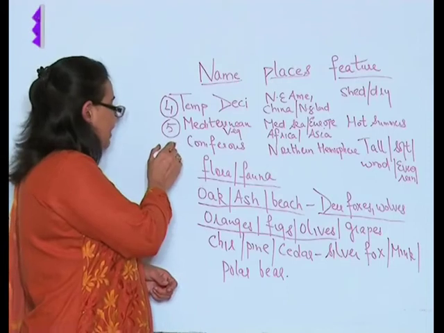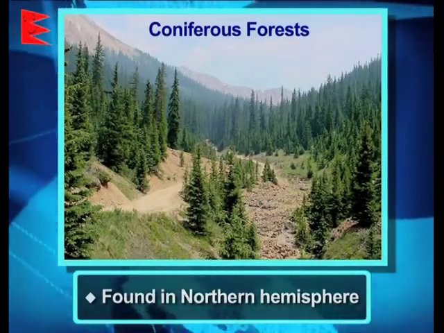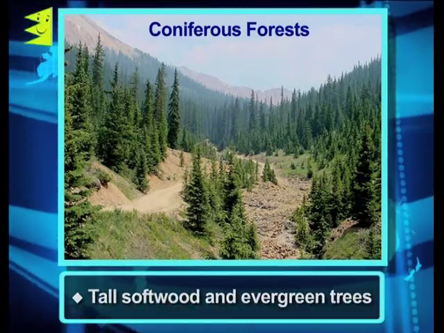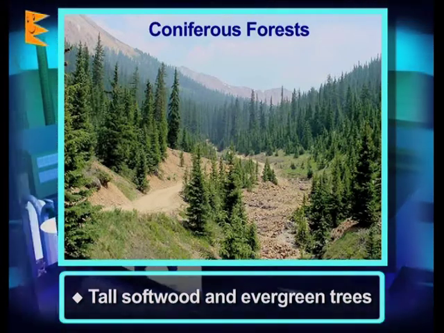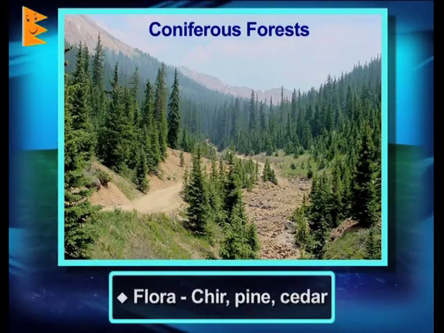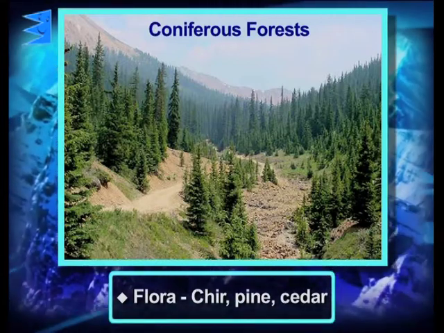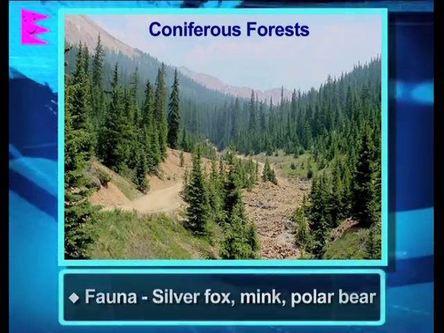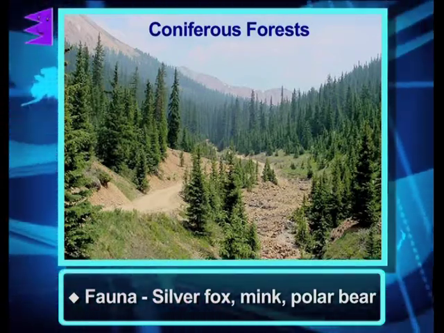The sixth and the last category of forest is called as the coniferous forest. The coniferous forests are found in the northern hemisphere, and this type of vegetation has tall softwood and evergreen trees. As far as the flora and fauna is concerned of the coniferous forest, the trees found are cheer, pine and cedar, whereas the animals found are silver fox, mink and the polar bear.